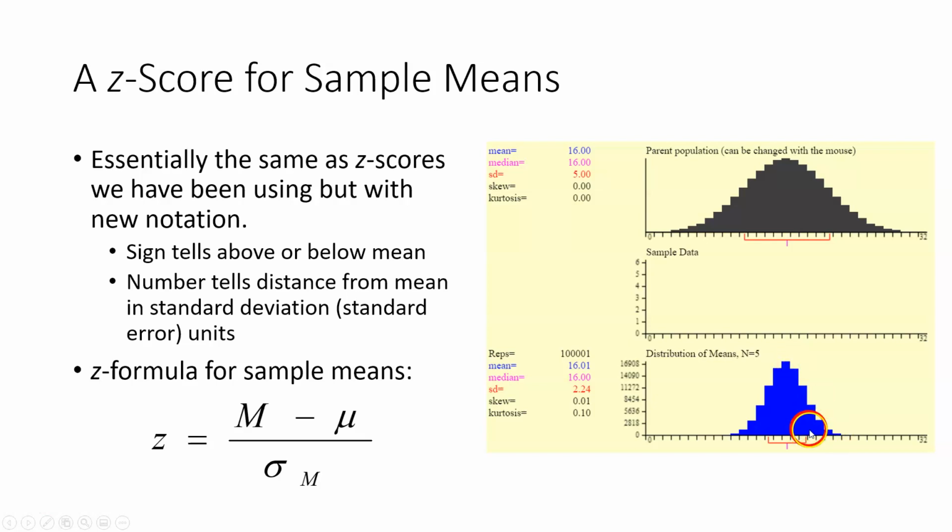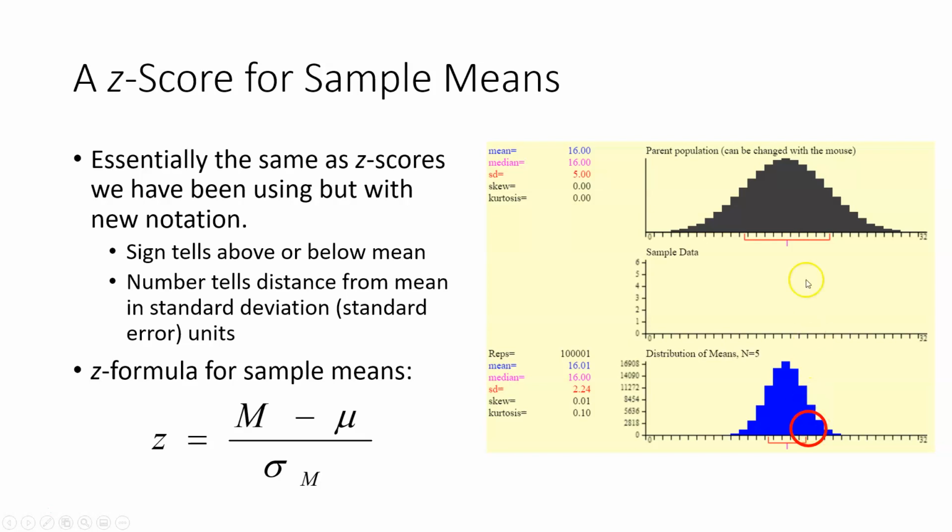Since this is a sample mean that came from those original 5 scores that were plotted up here, we have to plug this mean into the z-score formula and subtract from it the mean of the population, which is the same as the mean of the sampling distribution, and figure out how far away that is from the middle of the sampling distribution, and divide it by the standard error of the mean, which is the standard deviation of this distribution of sample means.